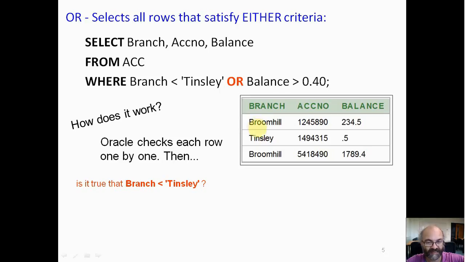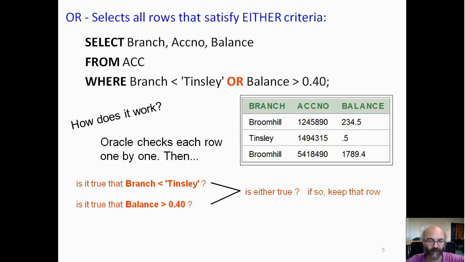Yes, it is. The next one is the branch before Tinsley. No, the branch is not before Tinsley, but it also compares the balance. Is the balance more than 40p? Yes, the balance is more than 40p. So one or the other is true, and we keep that row. In the end, we keep all rows.